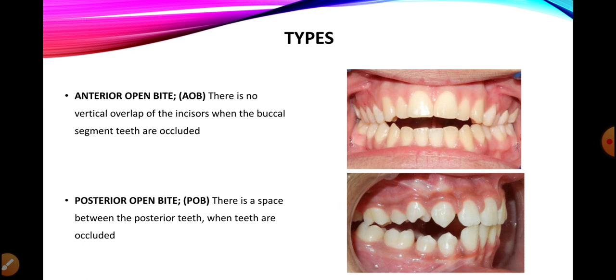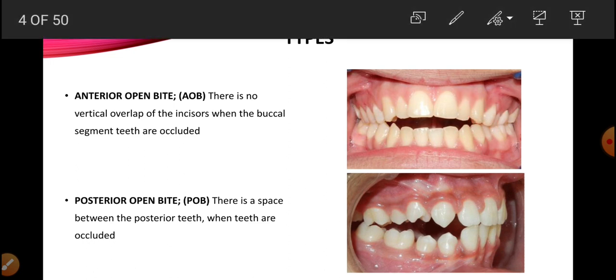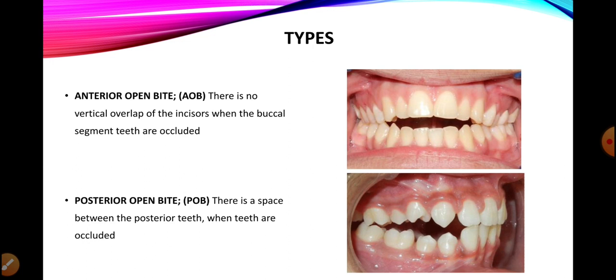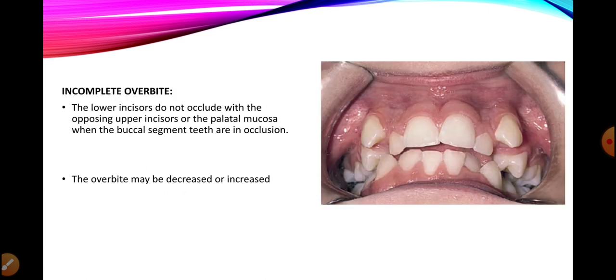This lack of vertical overlap between the anterior teeth when the posterior teeth are occluded is known as anterior open bite. Whereas if there is a lack of vertical development or vertical overlap between the posterior teeth, it is known as a posterior open bite when all the other teeth are occluded. Therefore, in case of anterior open bite, there will be no vertical overlap between the anterior teeth, and when we talk about the posterior open bite, then there will be no overlap between the posterior dentition.